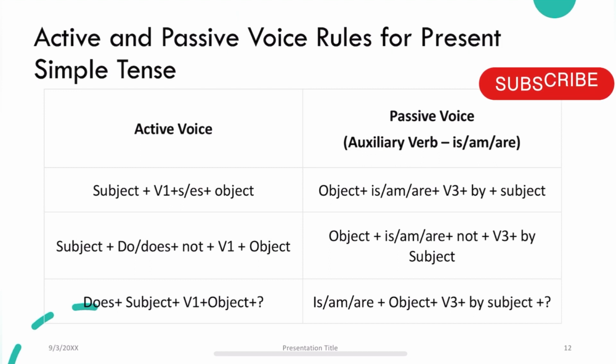The last is when we are making an interrogative sentence. At that time, what is the common rule? Does plus subject, does and do plus subject plus first form of the verb plus object and then question mark. But when we are changing that particular interrogative sentence into the passive voice, at that time what we will change in it, that we will use the helping verbs first, that are is am are, then object, then third form of the verb plus by subject and then question mark.